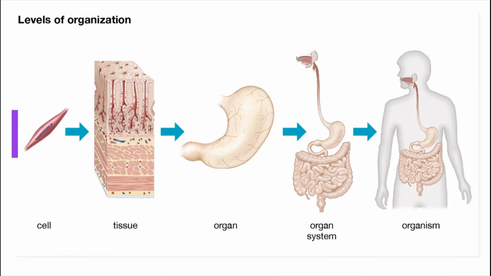The first is a cell and the group of cells forms a tissue. A group of tissues form an organ. A group of organs form an organ system. A group of organ systems form an organism.